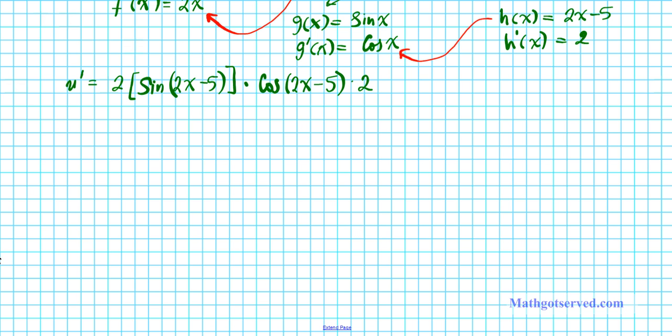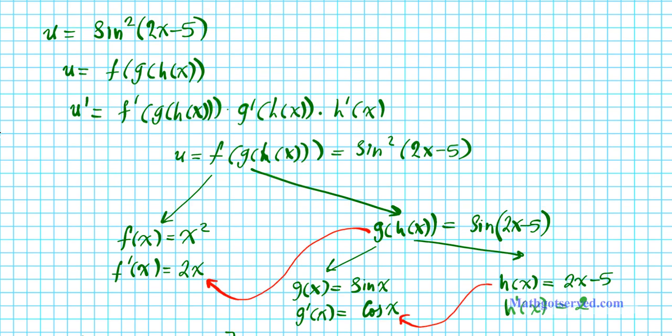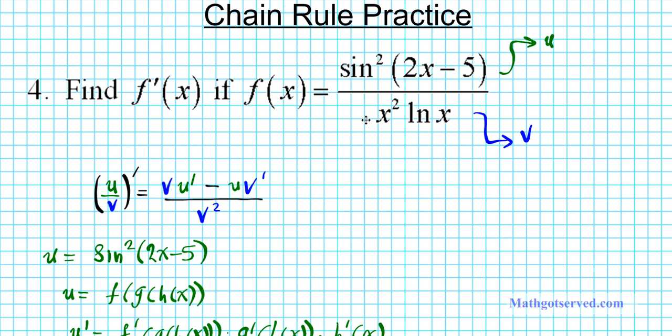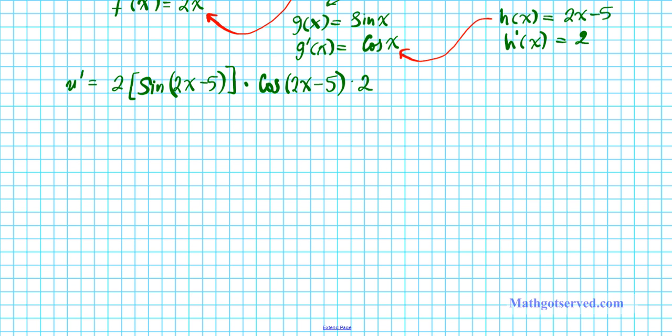So we remember what v is. V is x squared times the natural logarithm of x. Okay, so let's write that down. We have v equals x squared times the natural logarithm of x. So we have the product of two functions here, so we are going to be using the product rule.